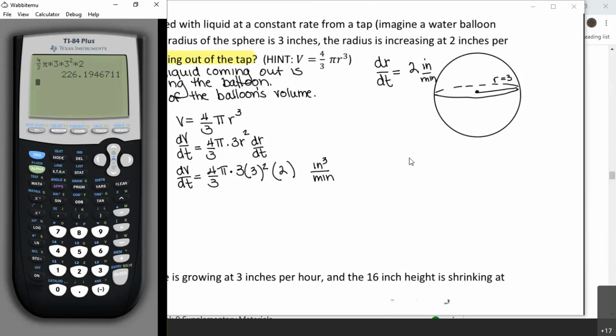Okay, so I'm just evaluating it on a calculator. Okay, and I get an approximate value of about 226 cubic inches per minute. Okay, everybody all right with that? Anybody have any questions about that?